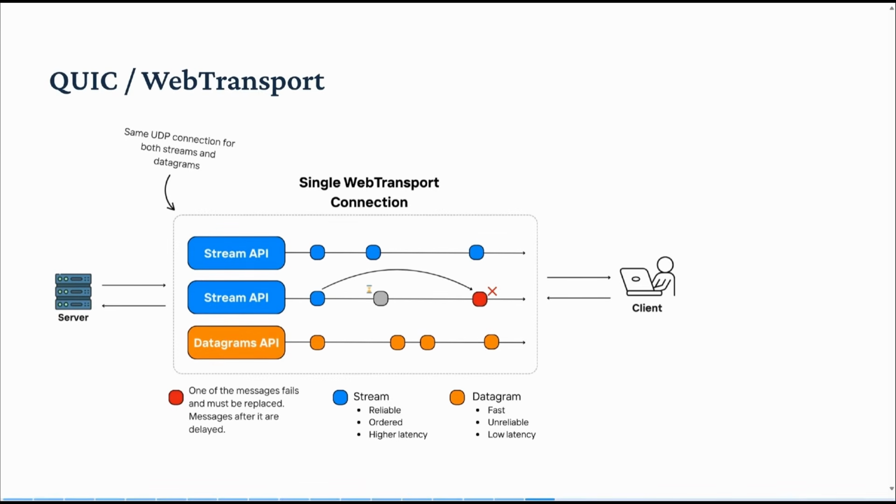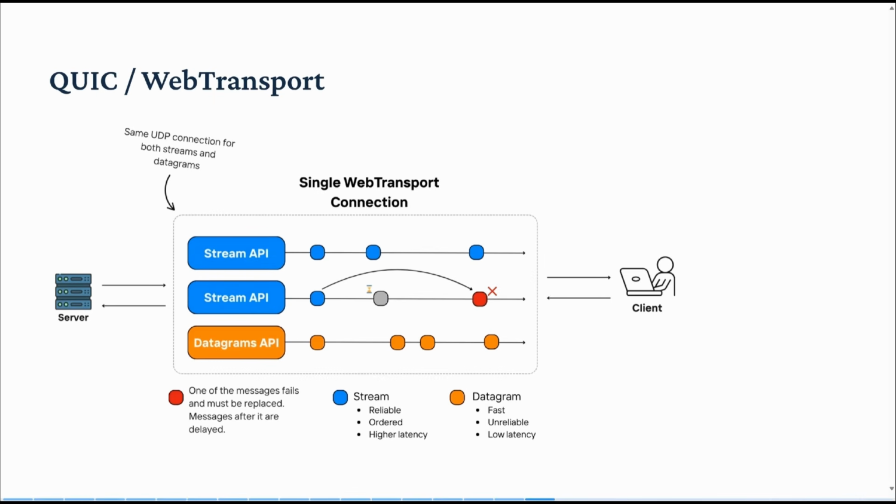WebTransport takes a completely different approach. It uses the same UDP connection for both streams and datagrams, but they are logically separate. You can have multiple streams for reliable, ordered, higher latency data. This is like WebSockets, but without the head-of-line blocking between different streams. And at the same time, you can have a datagram API for fast and unreliable, low latency data. This is like UDP, but within the secure WebTransport connection.